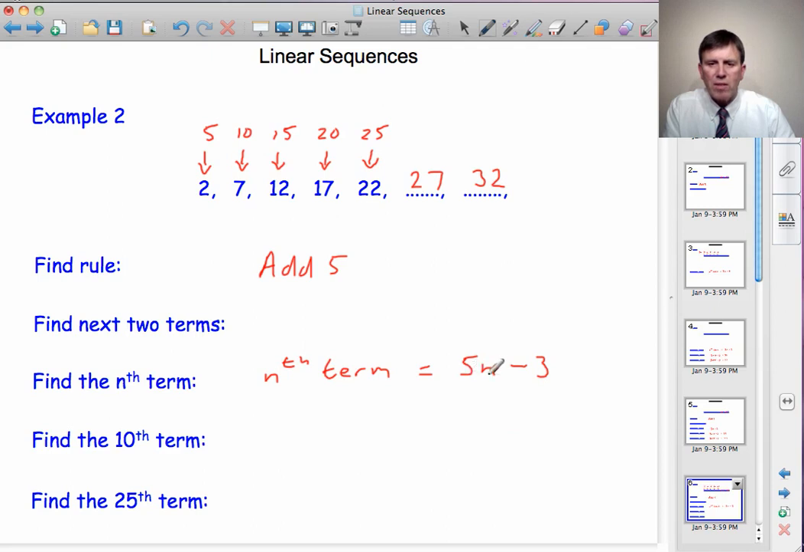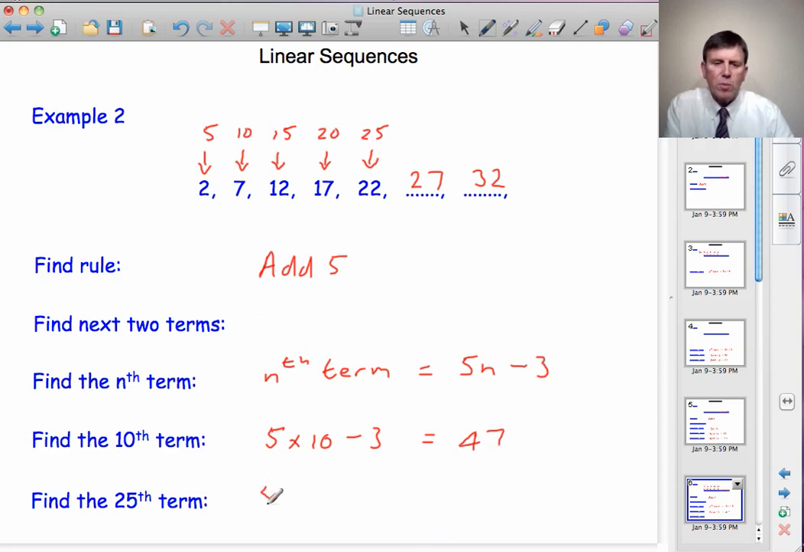5 times 5 is 25, take away 3 is 22. Yes, it works for the 5th term, it'll work for all the terms. So now we're going to find the 10th term. The 10th term will be 5 multiplied by the number of the term, 10, minus 3. 5 times 10 is 50, take away 3, 47. So the 10th term would be 47.